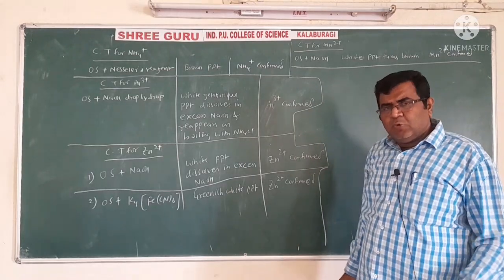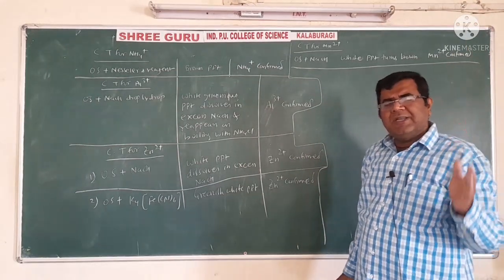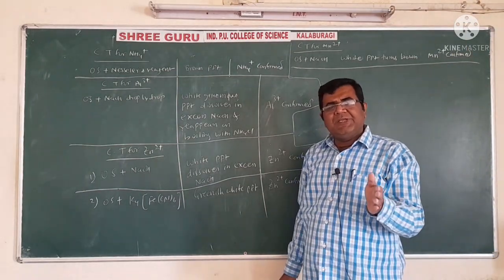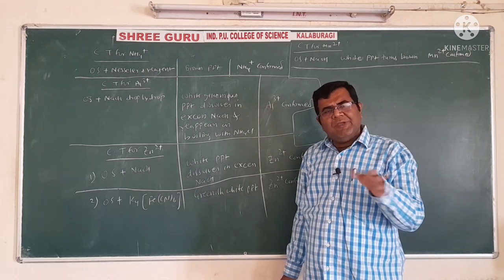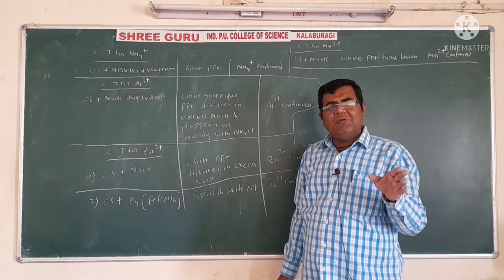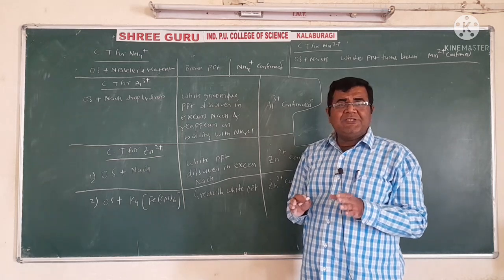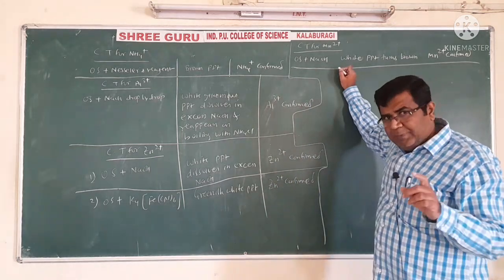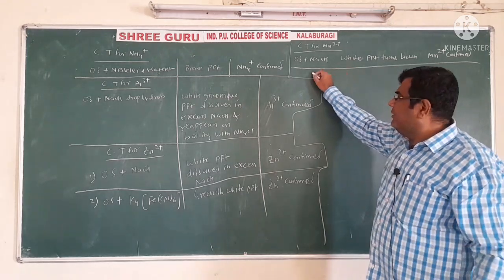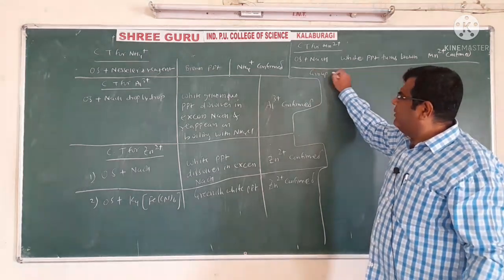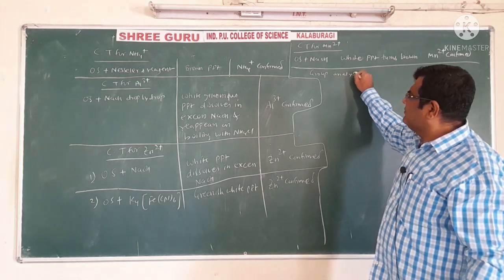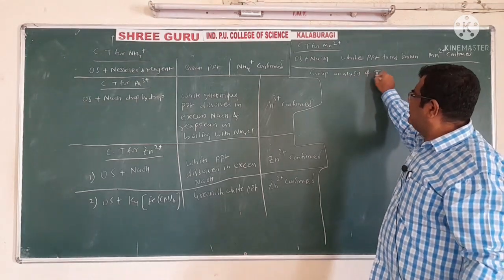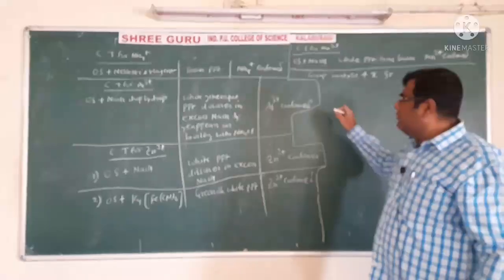Now in the fifth group, we have three radicals: calcium, barium, strontium. All give a white precipitate. So we have to identify which radical is present. So we have to go for group analysis now. If our group is 5, then and only then, group analysis of the fifth group. How will we do it?